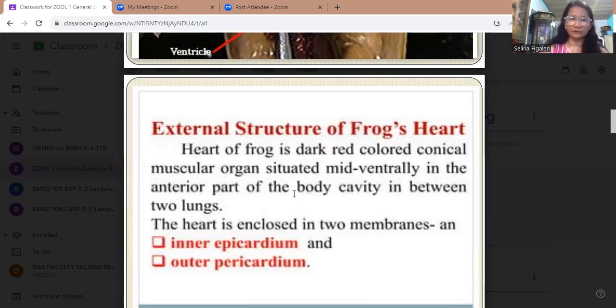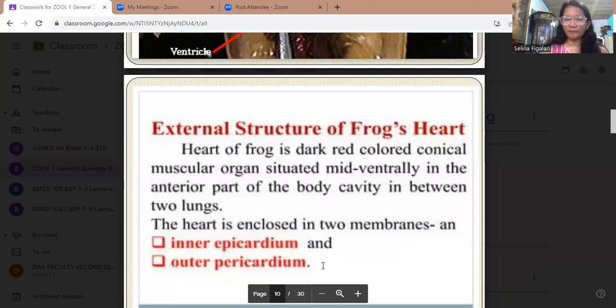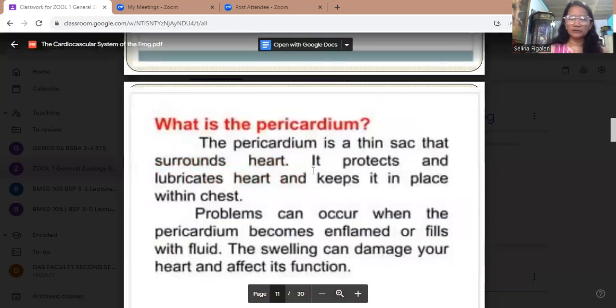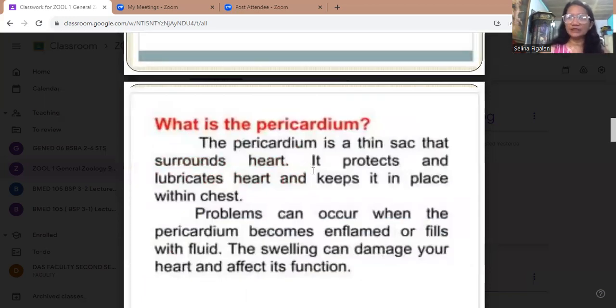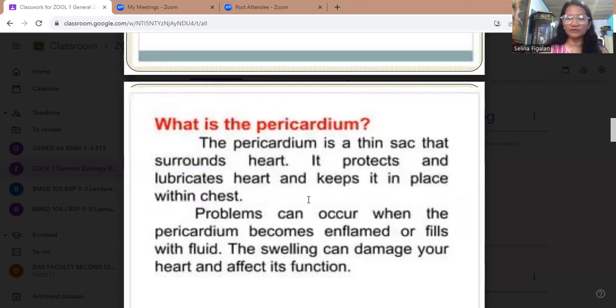Okay? So it is made up of muscle, which is the heart is enclosed with two membranes. So that is your inner epicardium and then the outer pericardium. What is the pericardium? Okay? Pericardium is the outer. Kasi diba, when you say peri, outside, the pericardium is a thin sac that surrounds the heart, which is the one that protects and lubricates the heart and keeps it in place within the chest. Okay, problems can occur when the pericardium becomes inflamed or fills with fluids.